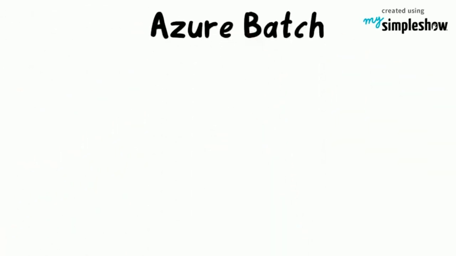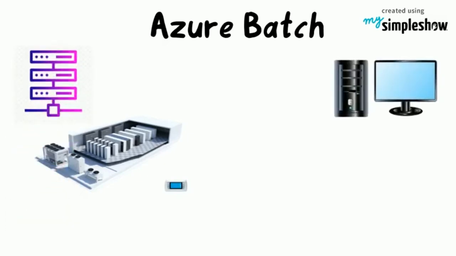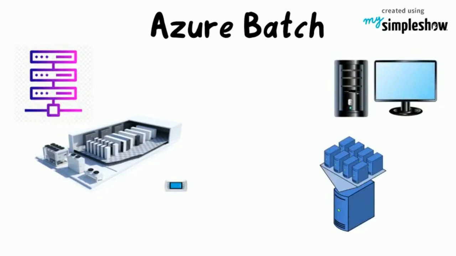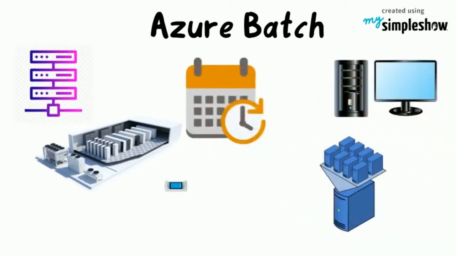Azure Batch. Use Azure Batch to run large-scale parallel and high-performance computing, HPC, batch jobs efficiently in Azure. Azure Batch creates and manages a pool of compute nodes, virtual machines, installs the applications you want to run, and schedules jobs to run on the nodes.